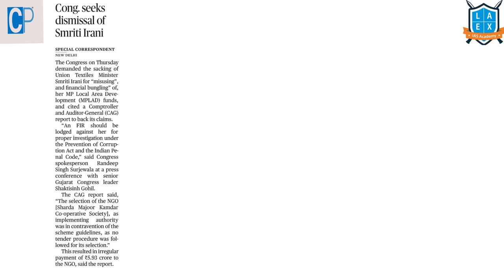Next article is Congress seeks dismissal of Smriti Irani. This article is all about the opposition claiming that the Union Textiles Minister Smriti Irani has misused her MP local area development funds. So this article comes under GS paper 2 under the topic of governance. So now let us see what these MP LAD funds are.